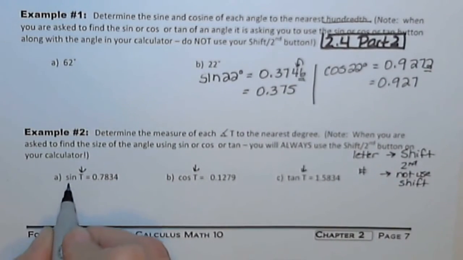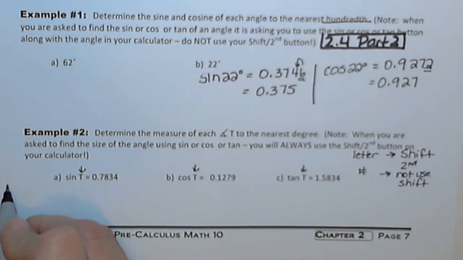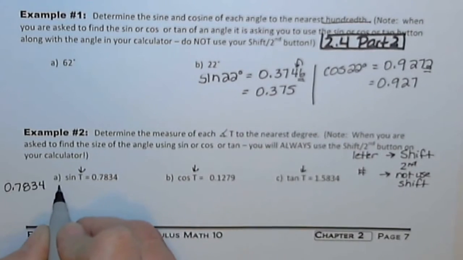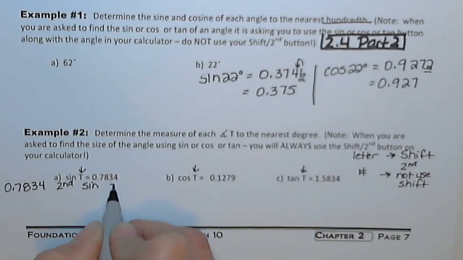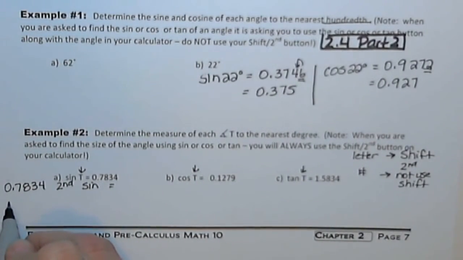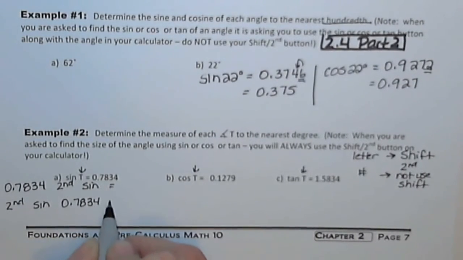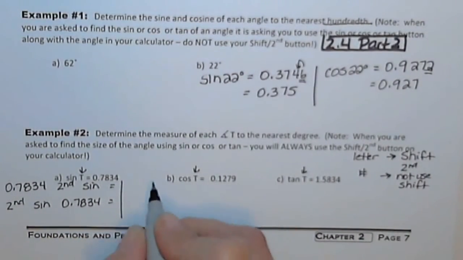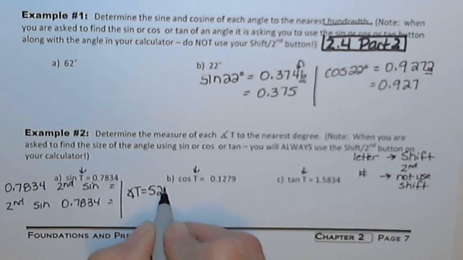So in our situation here, the first one, sine of t is 0.7834. In your calculator, just to refresh, some of you are going to hit 0.7834 first, then you're going to hit your second or your shift button, then you're going to hit sine, and then you're going to hit equals. Some of you, on the other hand, will hit second first, and then your sine button next, and then 0.7834, and then your equal sign. Regardless, you should find out that your angle T is equal to 52 degrees.